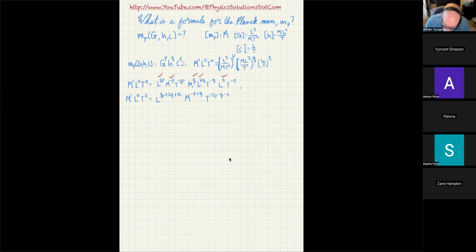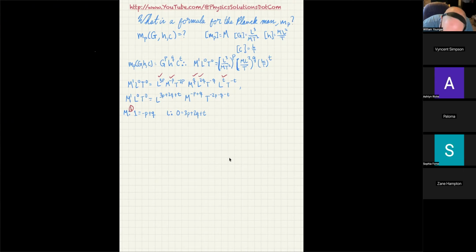So we can start off with m. From m, we've got 1 is equal to negative p plus q. I'm going to call that equation 1. From L, oops, from L, I'm going to say we've got 0 is equal to 3p plus 2q plus t.